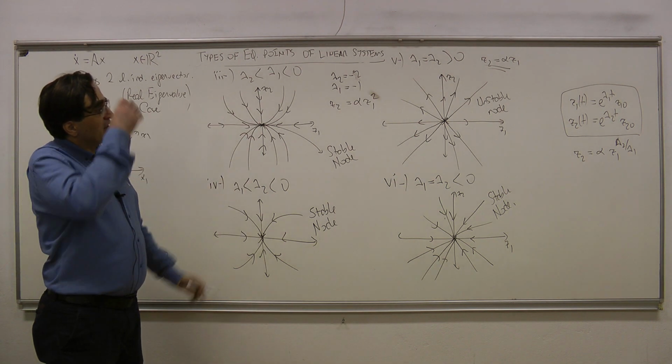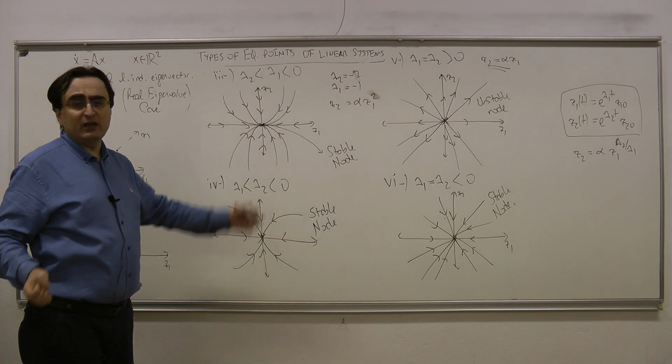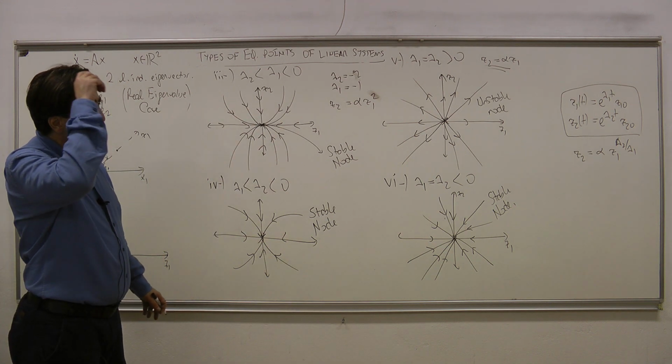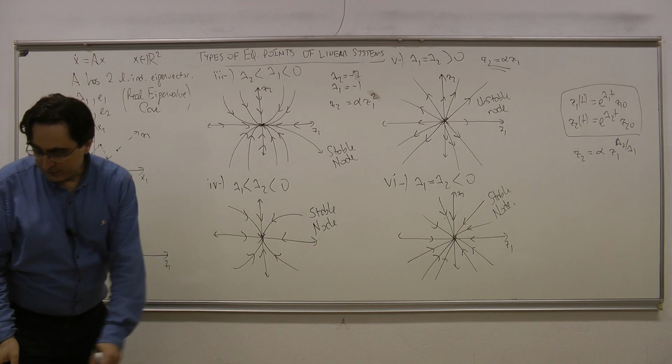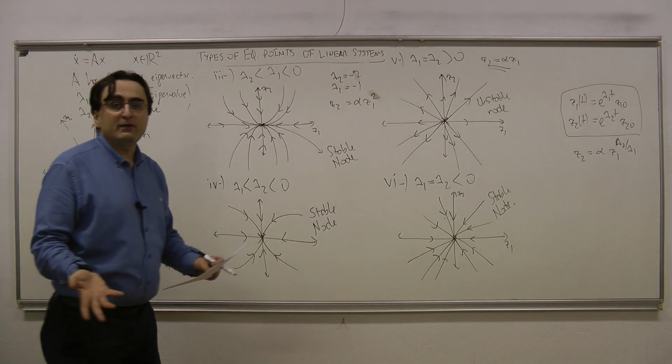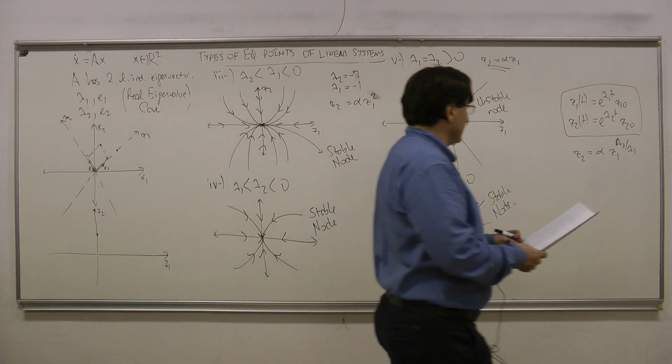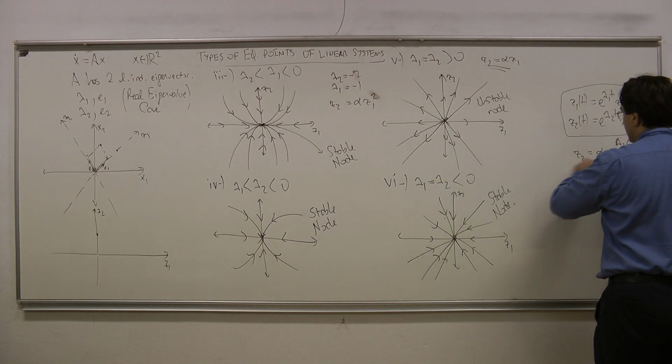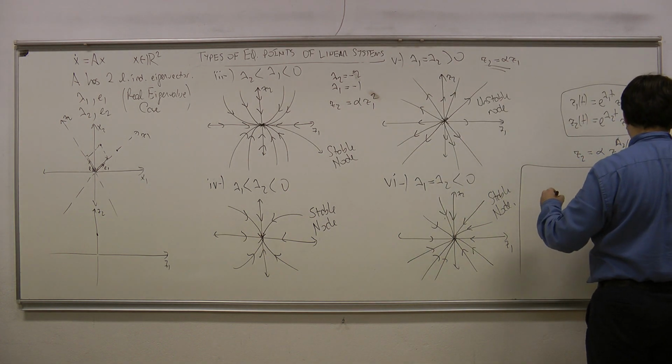So now we have finished the real eigenvalues with the same sign case. And secondly, we are going to see eigenvalues with differing signs. So now let us see case 7.